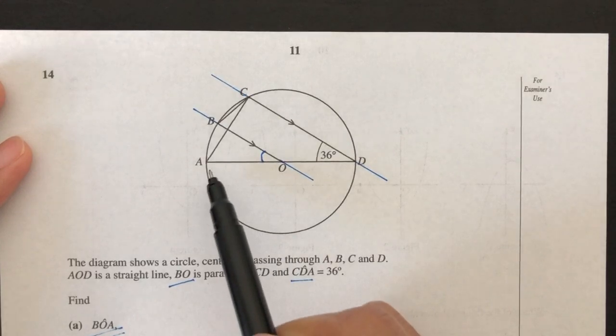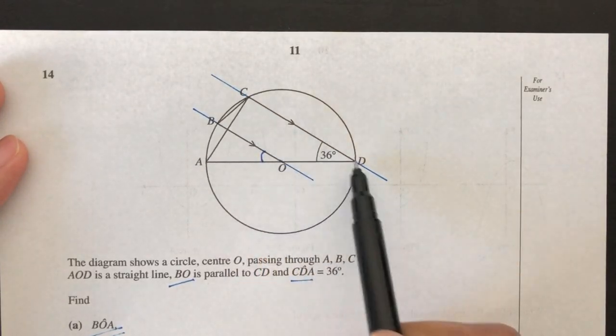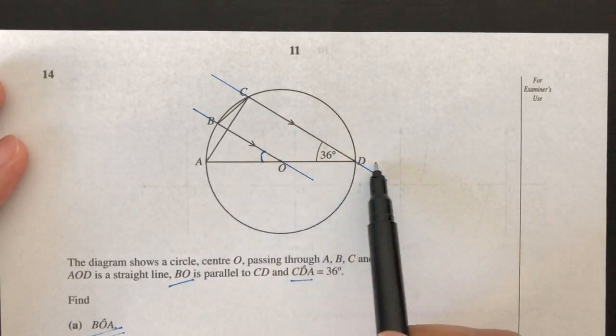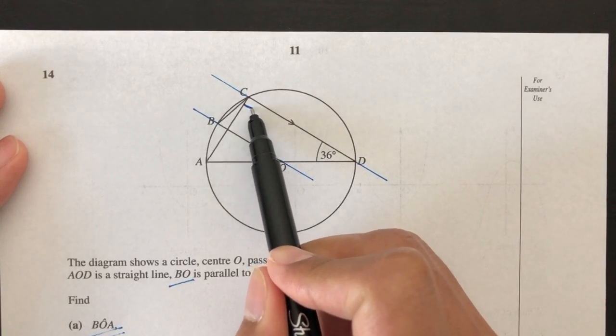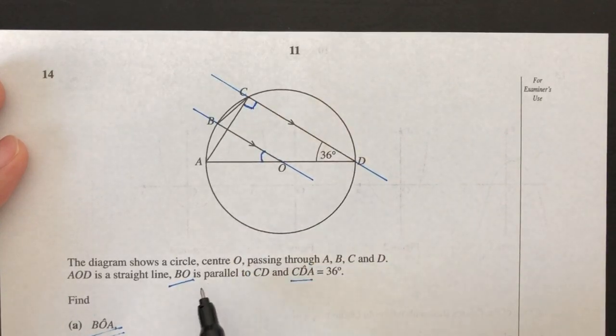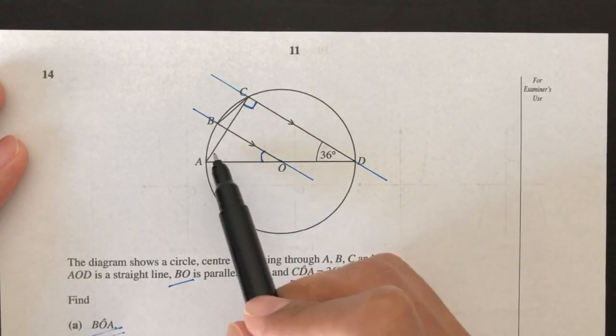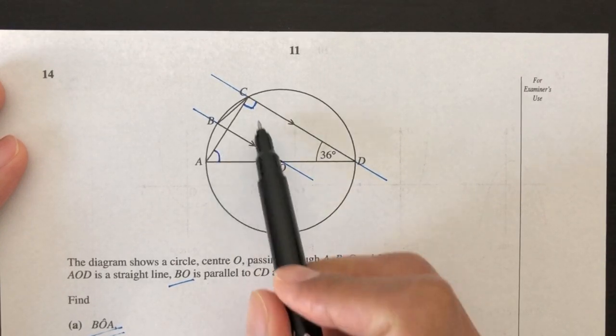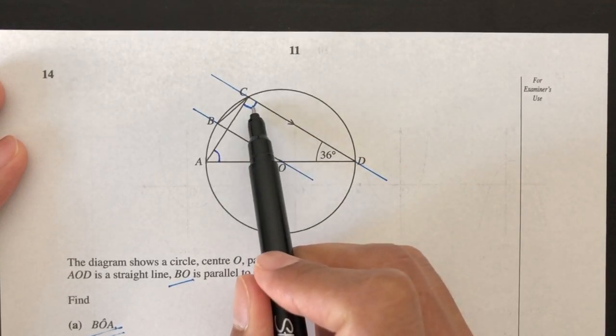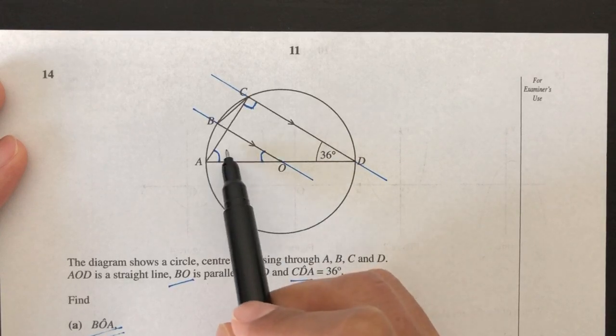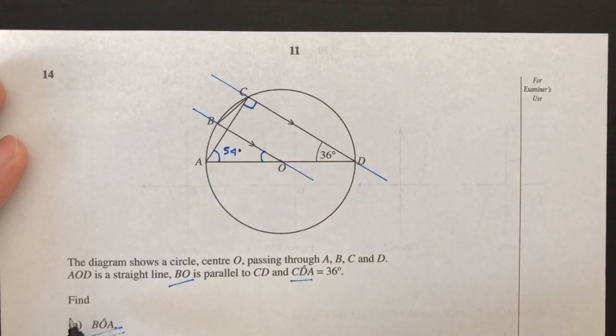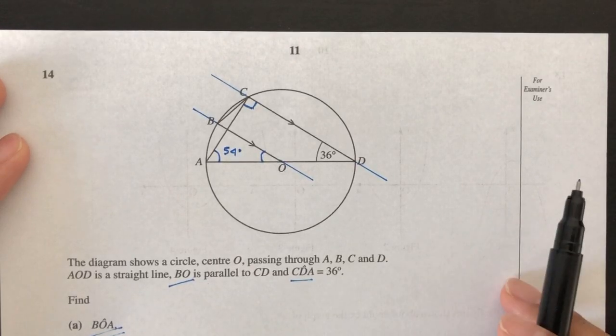Here, as you can see, we have triangle ACD, and this is your diameter. It means that this is a right angle triangle. From this, we can find out that this angle is equal to 180 minus 90, which is 90, minus 36. This will be 54. Yeah, that would make sense.